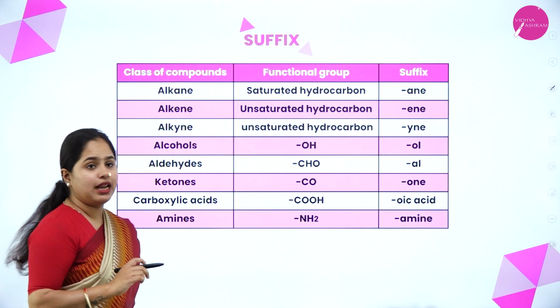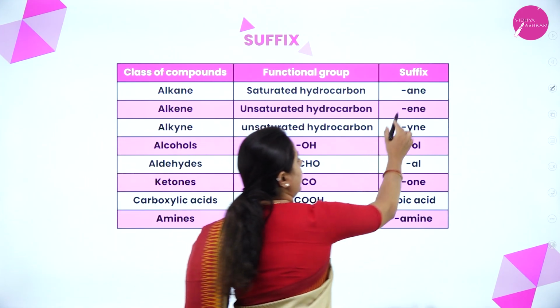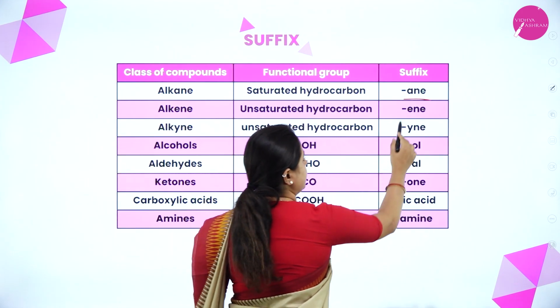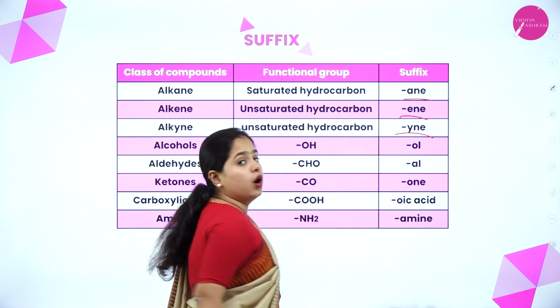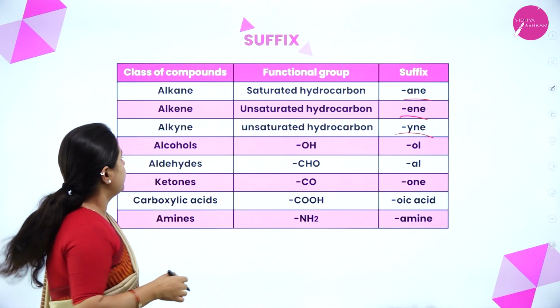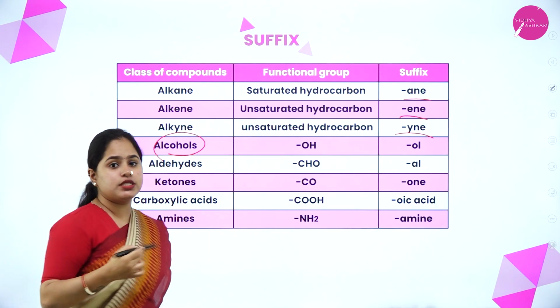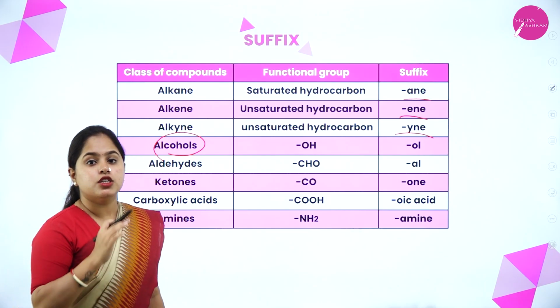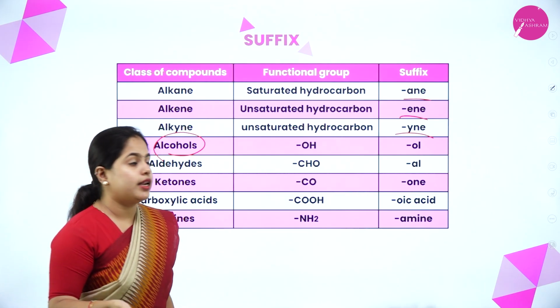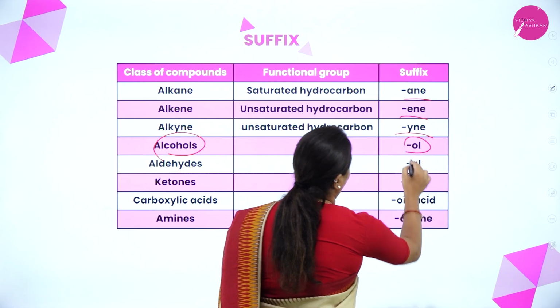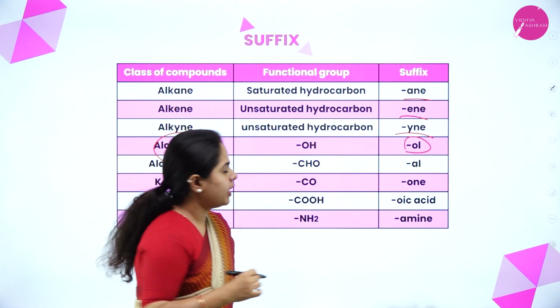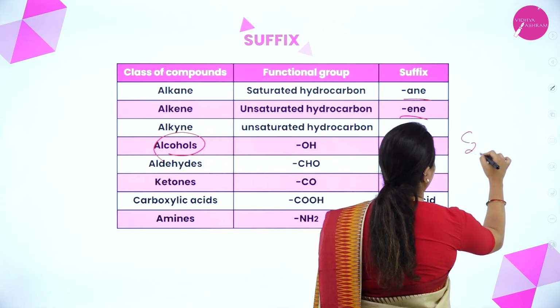Now, suffixes come at the end. If it is an alkane, it ends with ane. Alkene ends with ene. Alkyne ends with yne, Y-N-E. If it is an alcohol, the OH group, the name of the organic compound should end with ol, O-L.